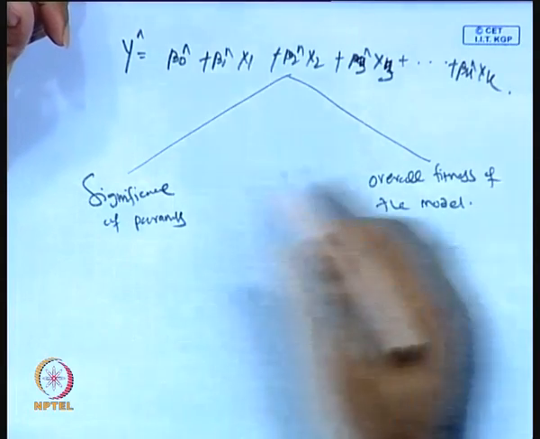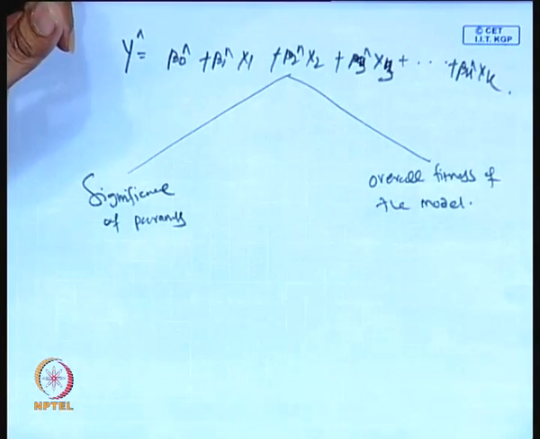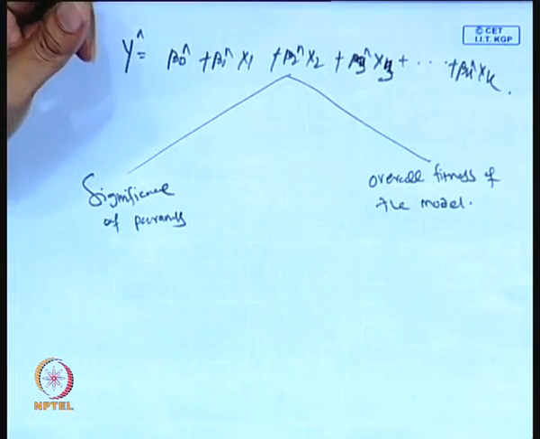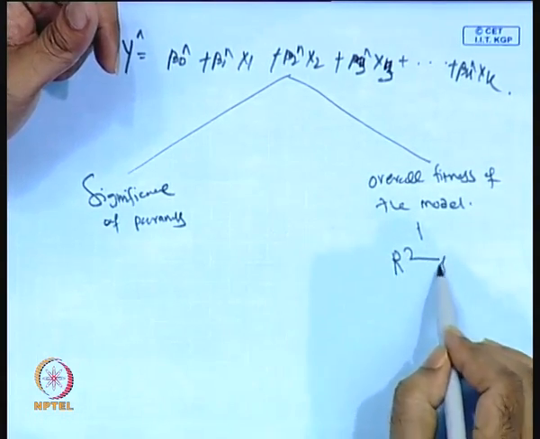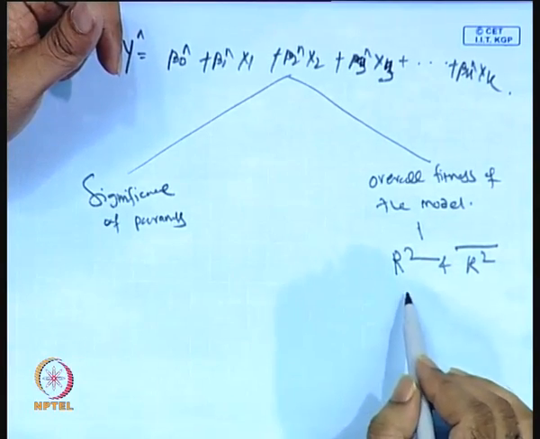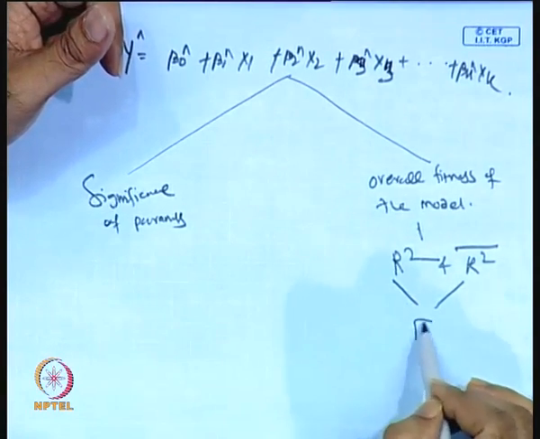First is the significance of parameters, and second is the overall fitness of the model. The overall fitness of the model depends upon R square and adjusted R square, and it is followed by the F statistic.